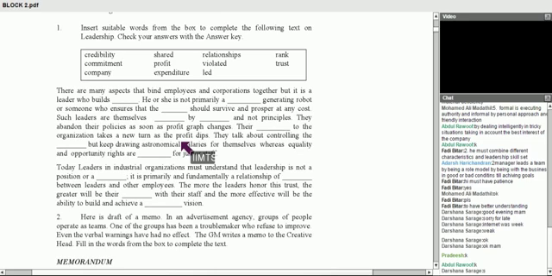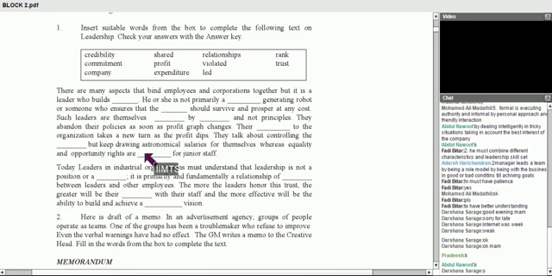There are many aspects that bind employees and corporations together, but it is a leader who builds dash. He or she is not primarily a dash generating robot, or someone who ensures that the dash should survive and prosper at any cost. Such leaders don't start doing it now. Let me finish this first and then you can do it when you are asked. Such leaders are themselves dash by dash and not principles. They abandon their policies as soon as the profit graph changes.